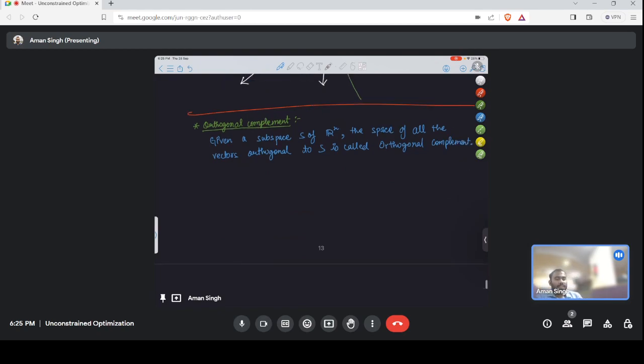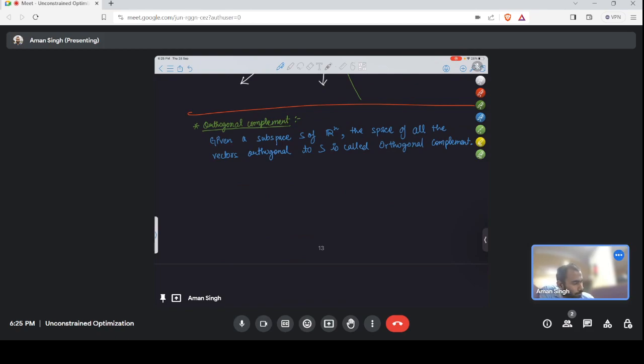This means that if I have a subspace S, there will be a set of vectors which are orthogonal to this subspace. A set which contains all these vectors is the orthogonal complement of S.